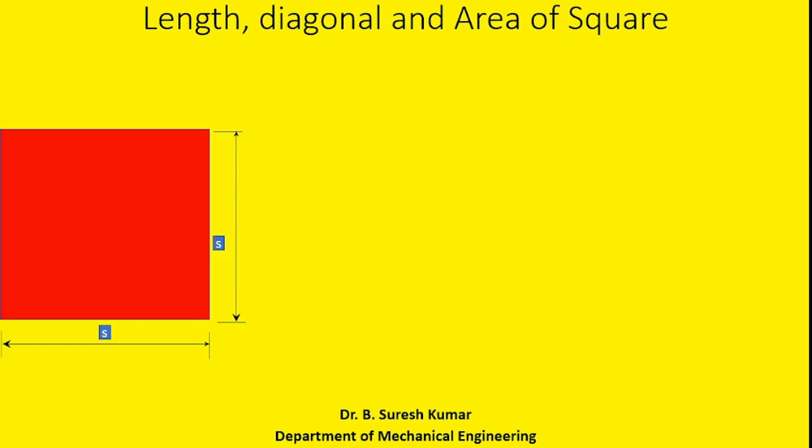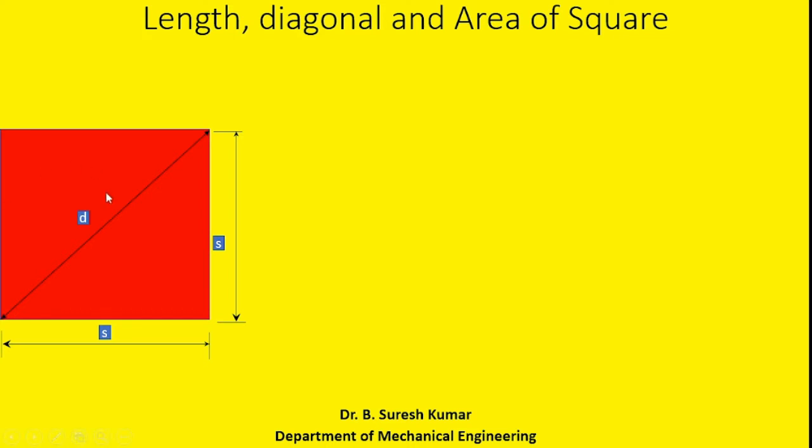After that, what is a diagonal? If I consider this square, there is a first corner, second corner, third corner and fourth corner. Four corners are available. Generally, the square has four sides and four corners. So here, if I consider the line joining the first corner to the third corner, I get the diagonal of the considered square.